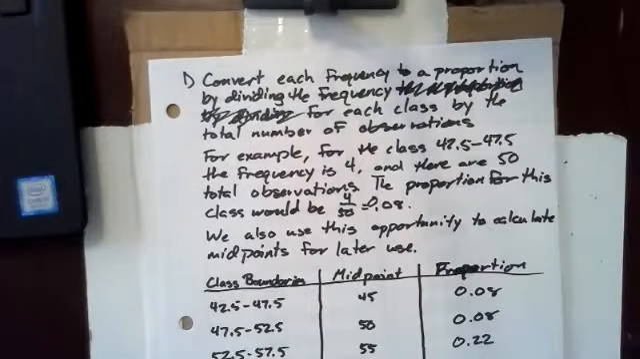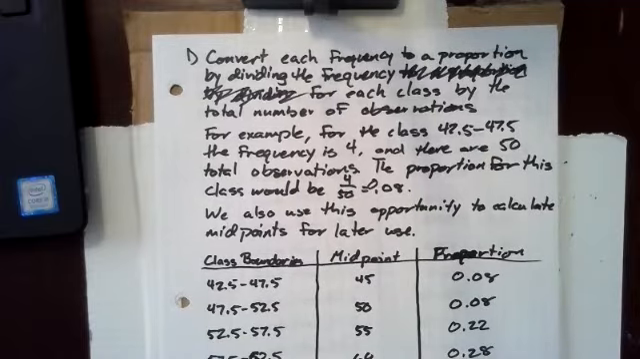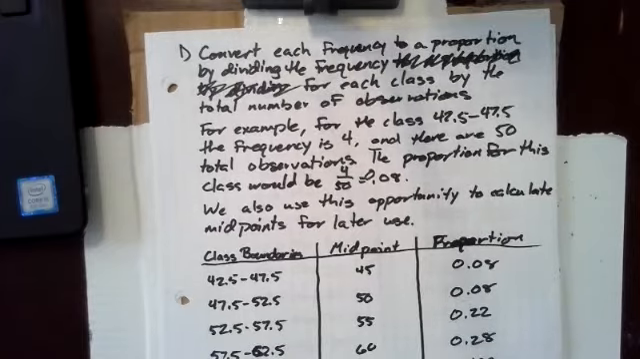So now we convert each frequency to a proportion by dividing the frequency for each class by the total number of observations. For example, for the class 42.5 to 47.5, the frequency is 4, and there are 50 total observations. The proportion for this class would be 4 divided by 50 equals 0.08. And we'll also use this opportunity to calculate midpoints for later use. So here is that table.